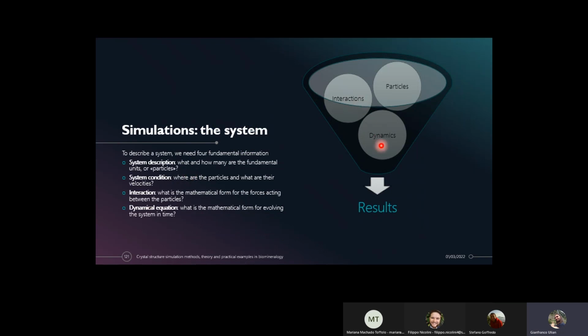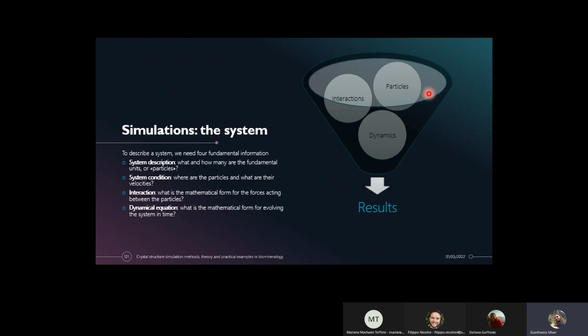If you want to describe a system, we have 4 pieces of information that we need. The system description: what and how many are the fundamental units or particles. The system condition: where are the particles in space and what are their velocities? Are they moving? Are they still? The interaction: what is the mathematical form for the forces acting between the particles? So how can we describe the interaction between these particles? And the dynamical equation: what is the mathematical form for evolving the system in time, if we are interested in seeing what happens in time.